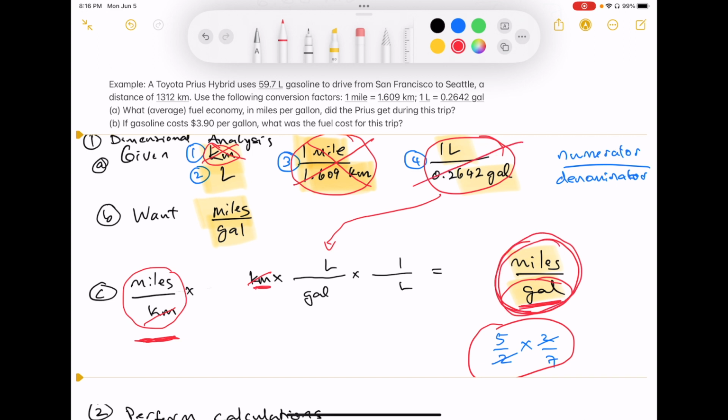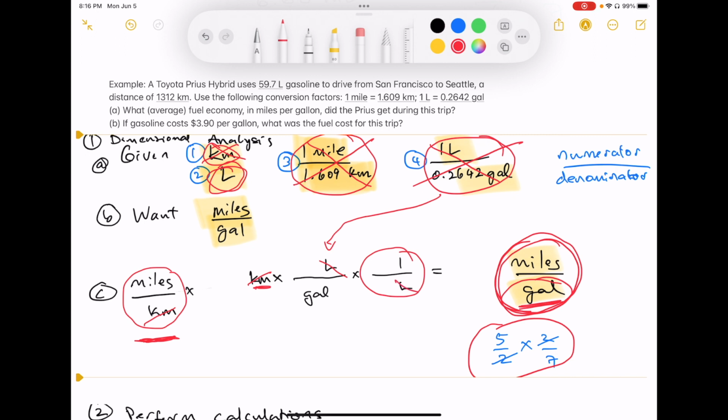So I somehow need to figure out how to use this last unit, this liter. And the only way that I could make sure that the liter doesn't appear at the very end is to write that as 1 over liter. So I need to put that liter quantity at the bottom. That will allow me to cancel these two and make the liter disappear.